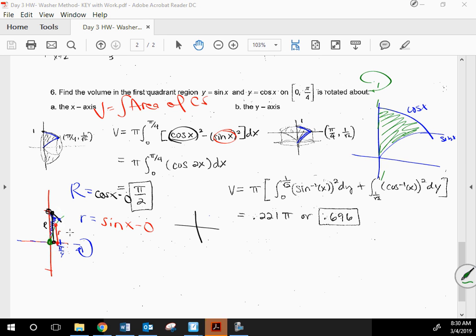So I need to rewrite my equations to be in terms of y. Essentially I'm solving for x. So that would mean inverse sine of y equals x, and inverse cosine of y equals x. Those are going to be the functions that we're integrating. Now when I go to do my rotation, since we're going around our y-axis here, we end up not having a gap because it's right up against our y-axis.